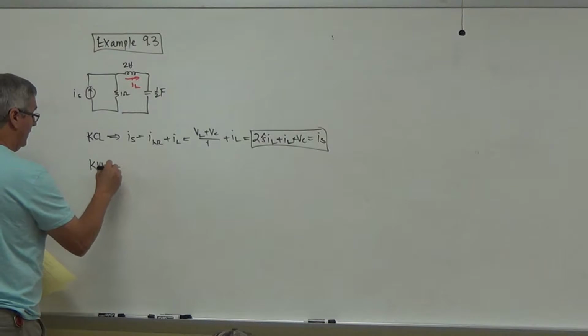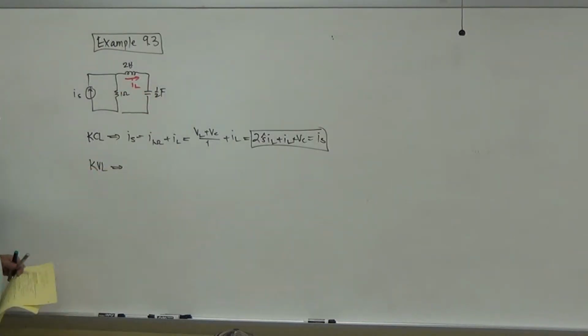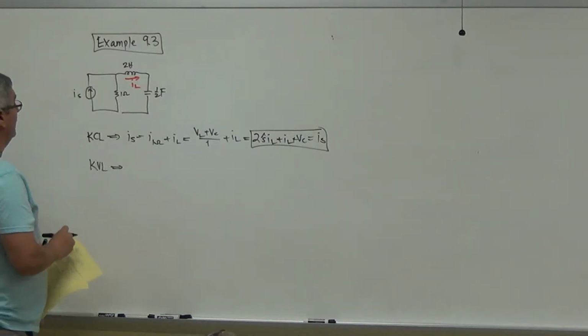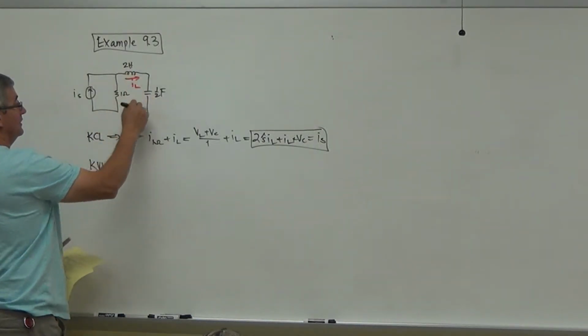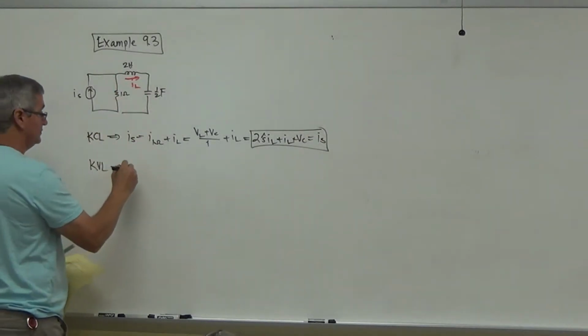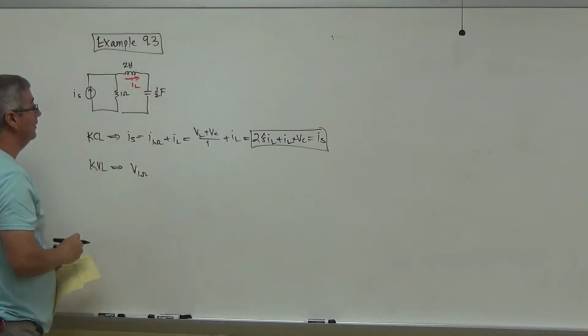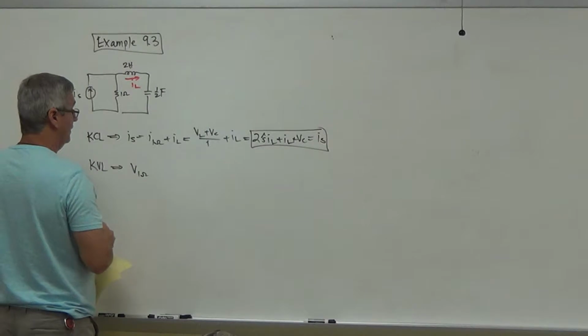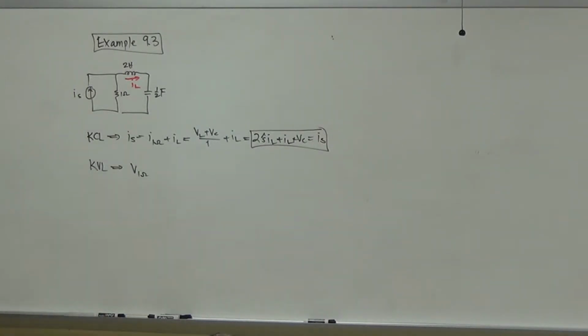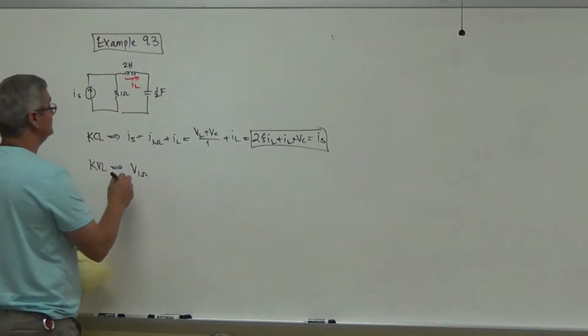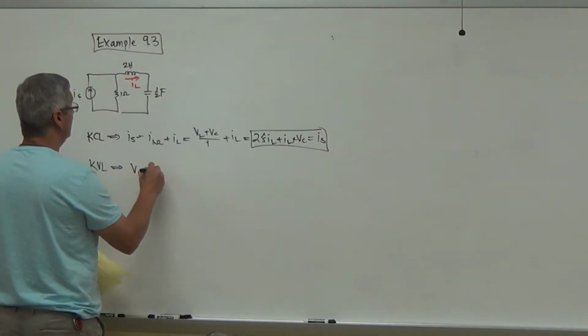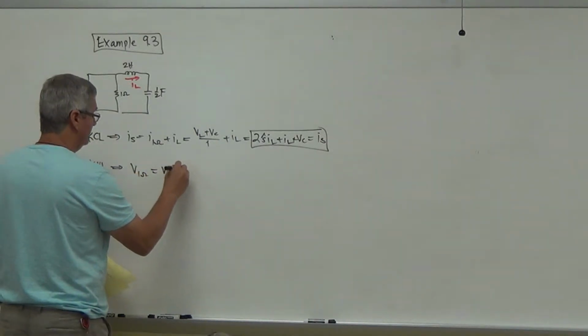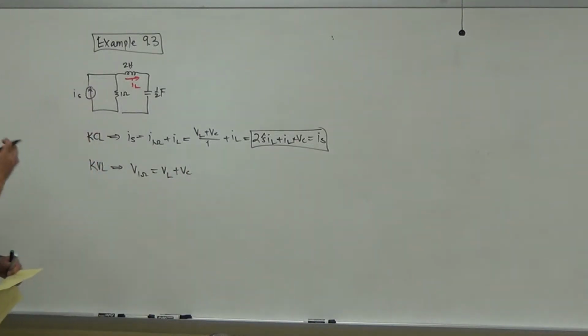KVL. I have to relate these two together here. And look at, we already did that in essence. What I'm going to do here is use a KVL around this loop here. So the voltage across the 1 ohm must be, oh man, there's a lot of ways I can do this. The voltage of the 1 ohm has to be what? Equal to the voltage of the inductor plus the voltage of the capacitor.